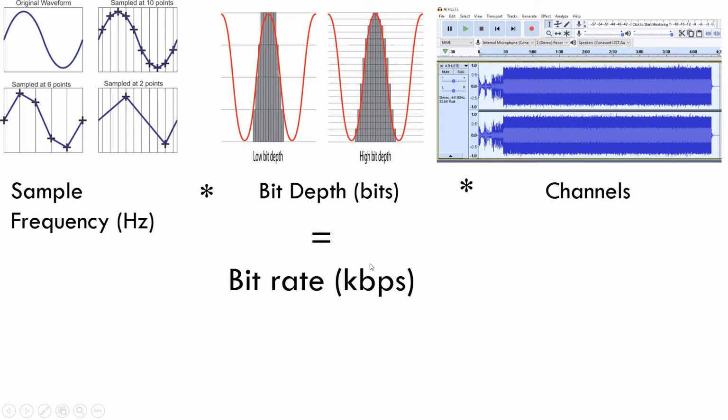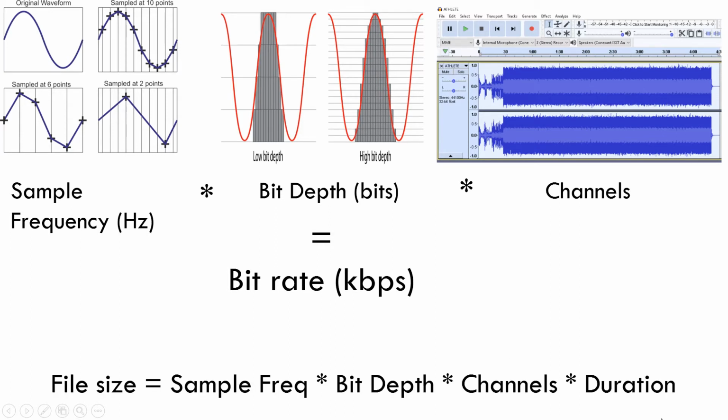So what that tells you is for every second of audio, it's going to be a certain number of kilobits. So in order to work out the file size, guess what we have to do? If that's per second, all we need to do is multiply by the duration, which is in seconds. So the file size of an audio file is the sample frequency in hertz, multiplied by the bit depth in bits, multiplied by the number of channels, which is usually 1, 2, or say 5 channels if it's surround sound, multiplied by the duration.